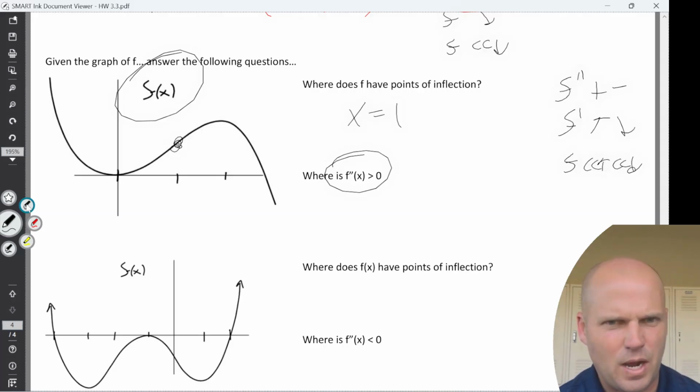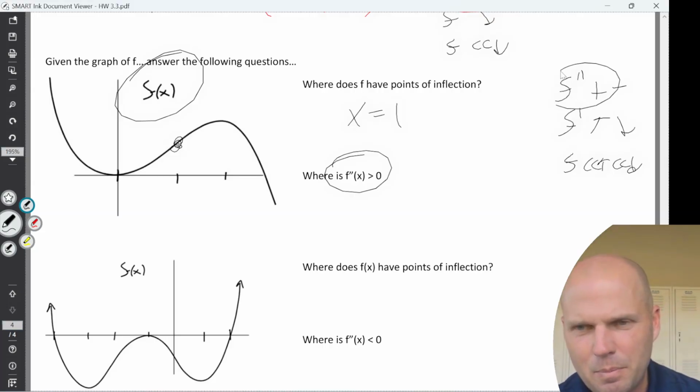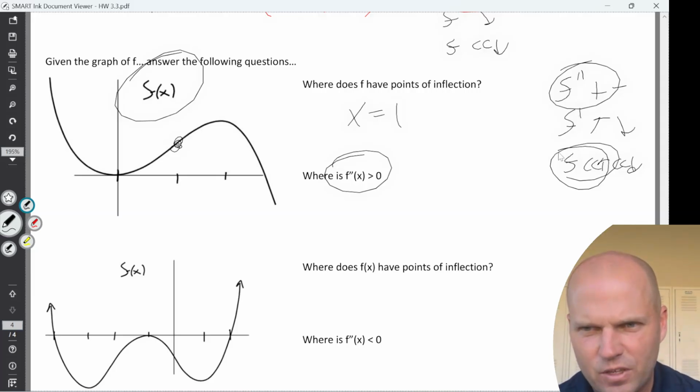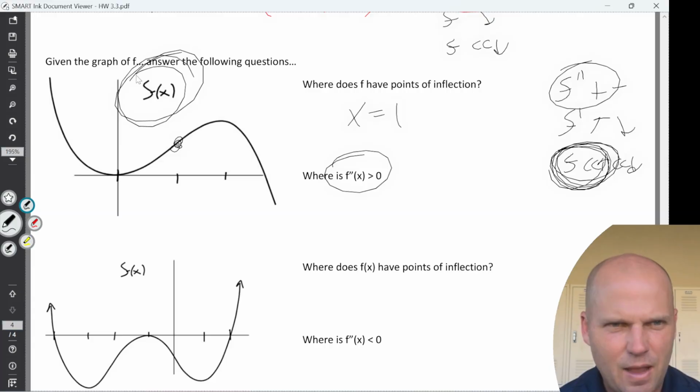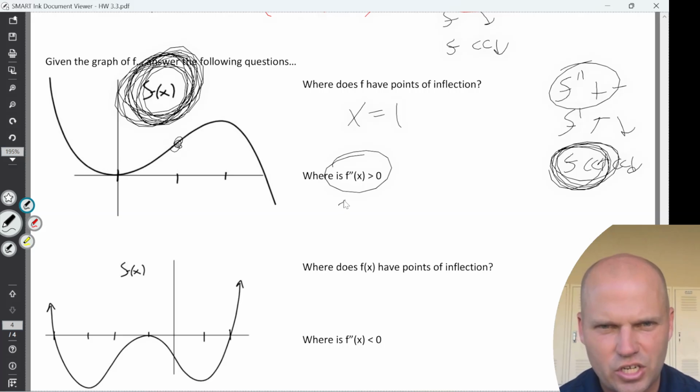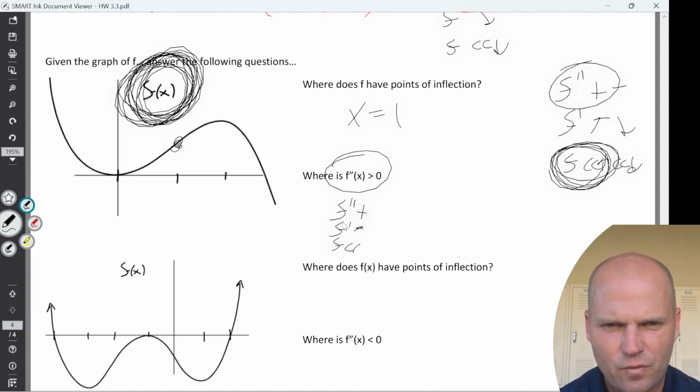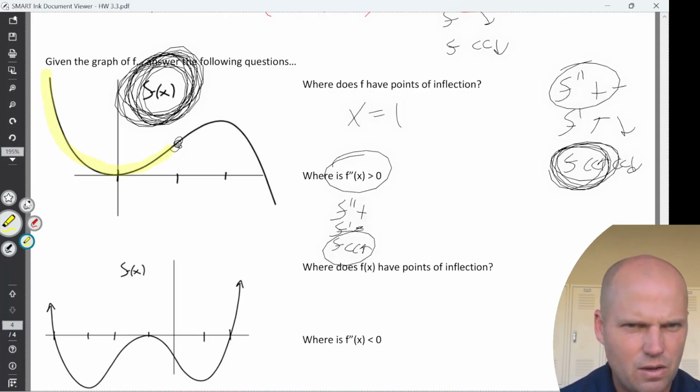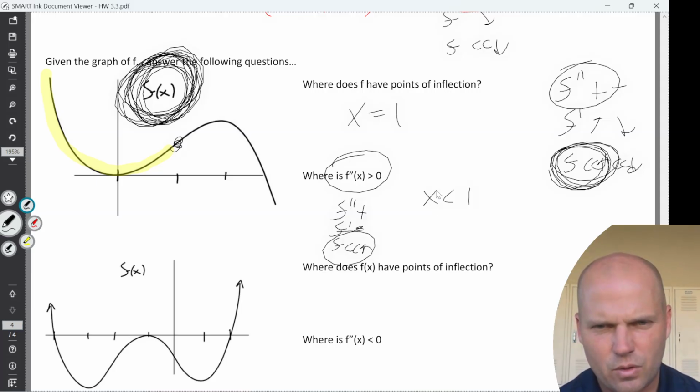When is F double prime positive? Oh, that's when F prime is increasing. That's when F is concave up. To answer this question, F double prime positive, I should be looking at when F, this graph, is concave up. This entire region is when F is concave up. So all x's less than 1, or -infinity to 1. Cool.